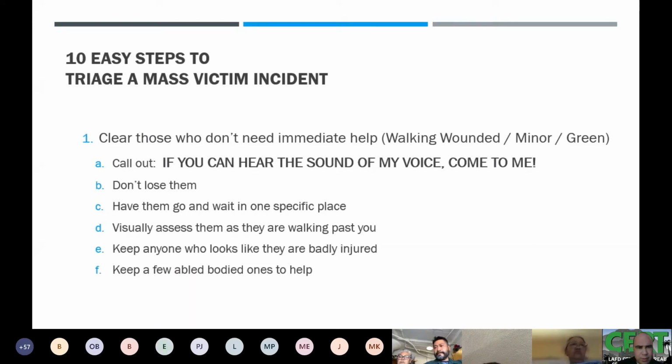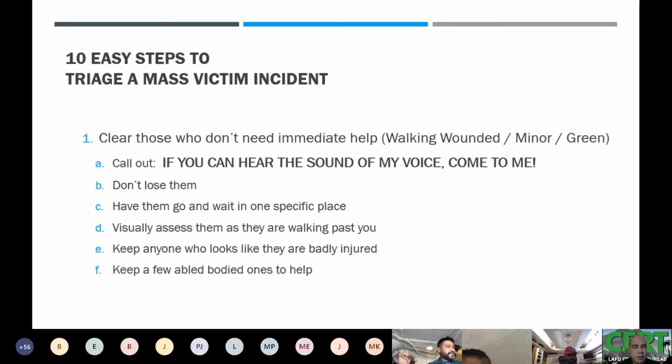All right. So now that the scene is safe, you've identified a safe way out of there. You made sure there's no impending danger, gas leak, radiation, chemical spills, whatever. Now you're going to figure out who needs help and who I can save. First is clear the people who don't need immediate help, the walking wounded. You're going to yell out very loudly, very clearly, distinctly, something to the effect of, if you can hear the sound of my voice, come to me. Or come to the sound of my voice. Just something to give people direction.